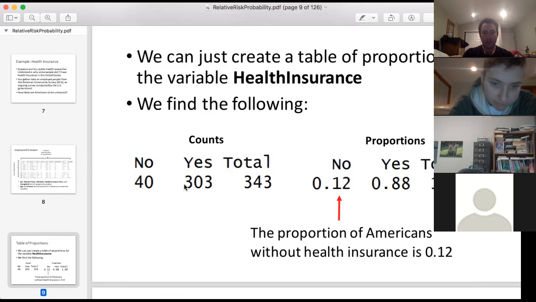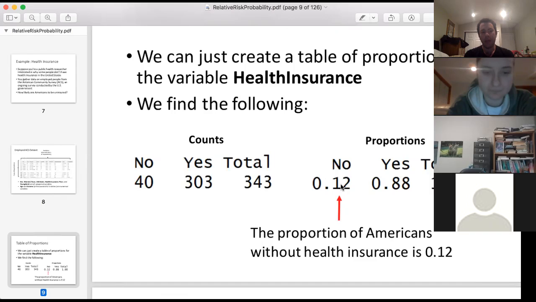So this can be represented not only in absolute numerical values, but also as a proportion out of the whole by setting 343 as 1 or 100. And then 303 divided by 343 will be 0.88, which can be represented as 88%. And 40 out of 343 will be 0.12, so 12%. So what this means is that 88% of the people in this study have health insurance and 12% do not.